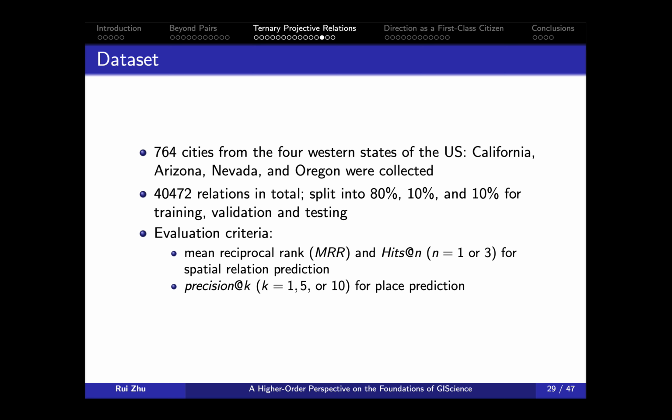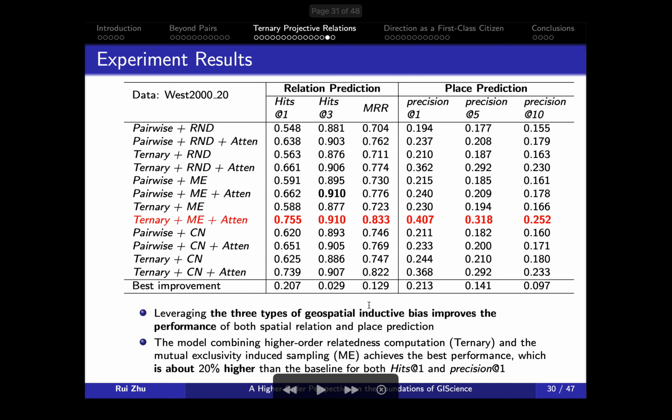In total, we sampled about 40,000 relations and split them into 80, 10, and 10% for training, validation, and testing, respectively. We used different metrics to evaluate the two tasks, which are consistent with the literature. And here is a table showing the experiment results of multiple combinations of the proposed methods. In general, we have two conclusions here.